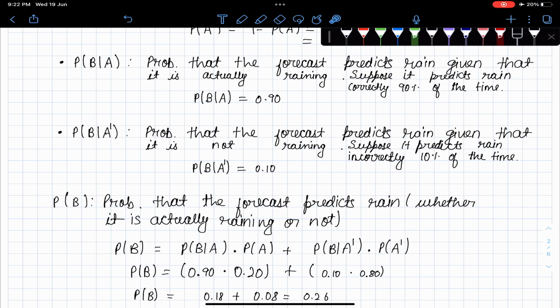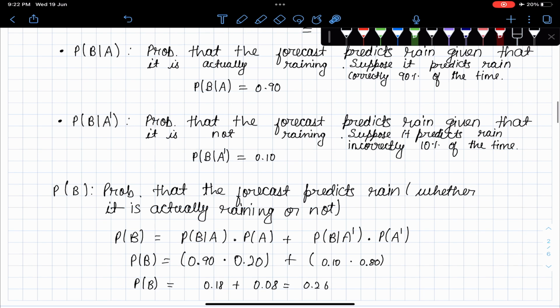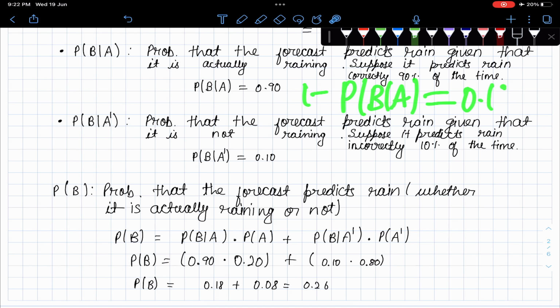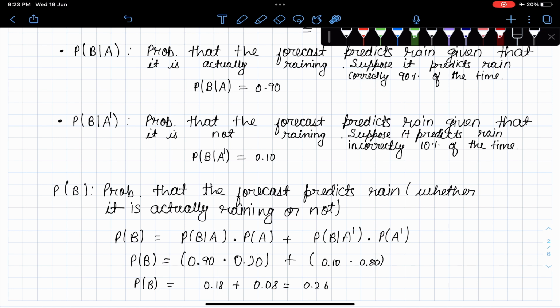Now we have another probability: the probability that the forecast predicts rain given that it is not raining. We have two more conditions, in which the weather forecast predicts it will rain, but it is not actually raining. We could have that condition also. So it is nothing but 1 minus P of A, which equals 0.10. It is that simple.